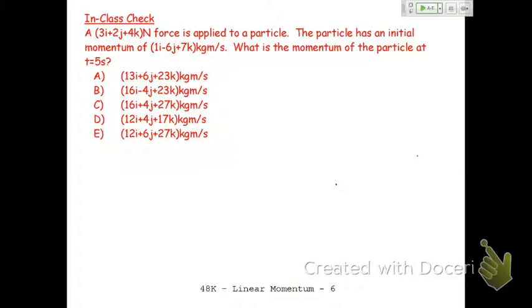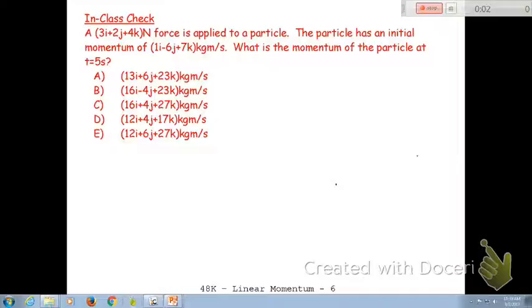Let's make it look a bit harder, but it's the same thing. A 3i plus 2j plus 4k Newton force is applied to a particle. The particle has an initial momentum of that. What is the momentum of the particle after 5 seconds? Can you have a go at that one for me, please?